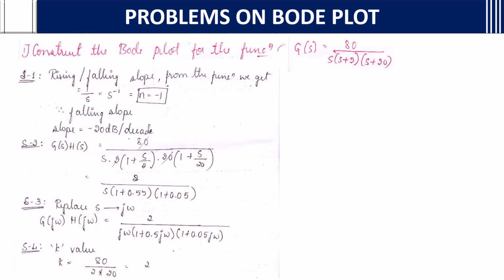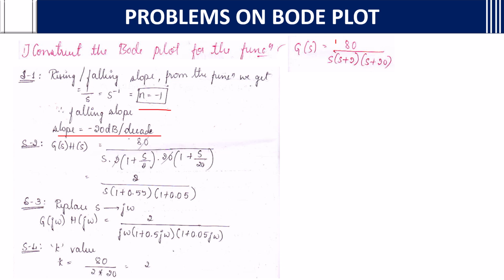We'll see the first question. Construct the Bode plot for the function G of s equals 80 by s into s plus 2 into s plus 20. Here, first we will find the rising or falling slope from the function. We get 1 by s equals s inverse, that is n equals minus 1. That means it is a falling slope, because you have 1 by s. The slope is minus 20 dB by decade, because it is a pole, one pole at the origin.